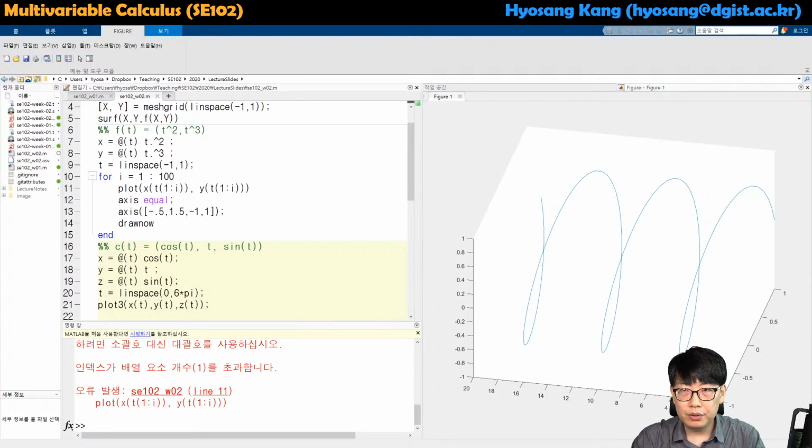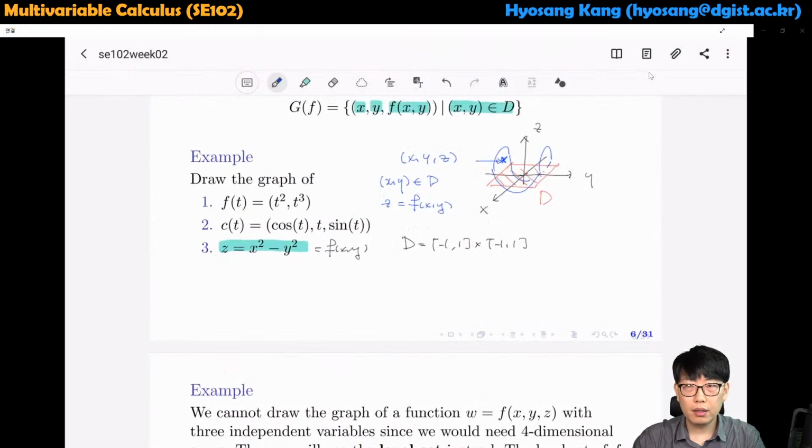So if you have any question, stop me anytime. I can re-explain this, or we can go back to our slide. So we draw this graph. I hope you do this again.